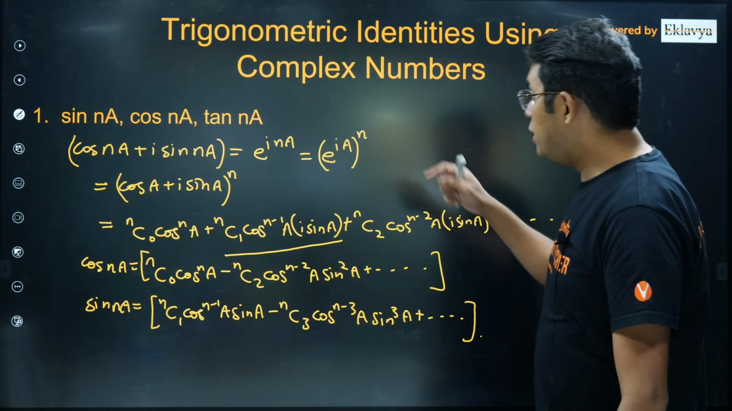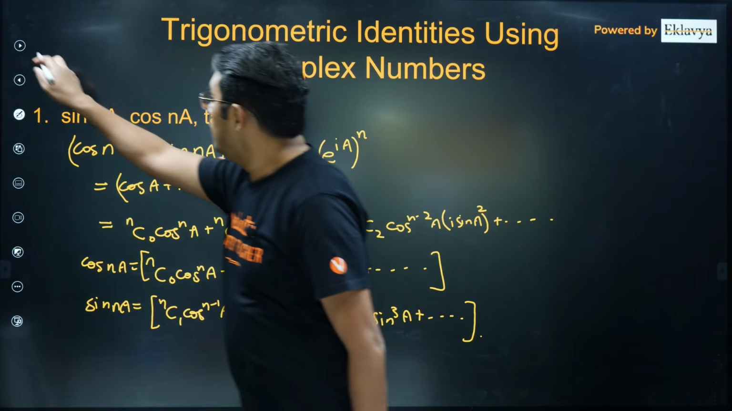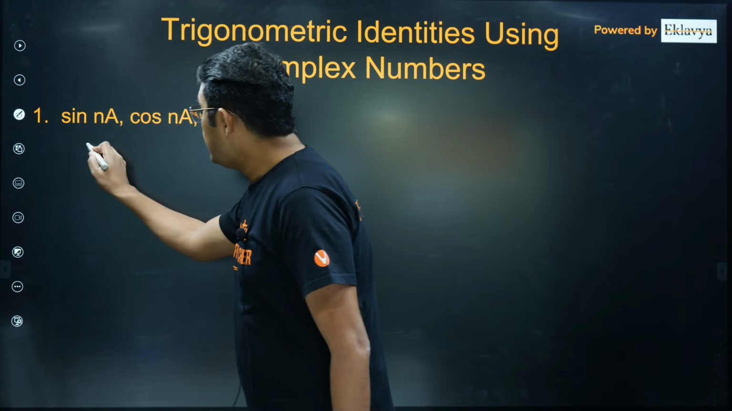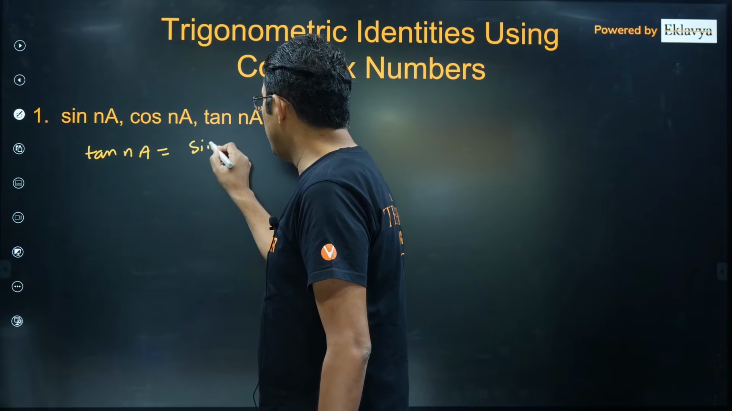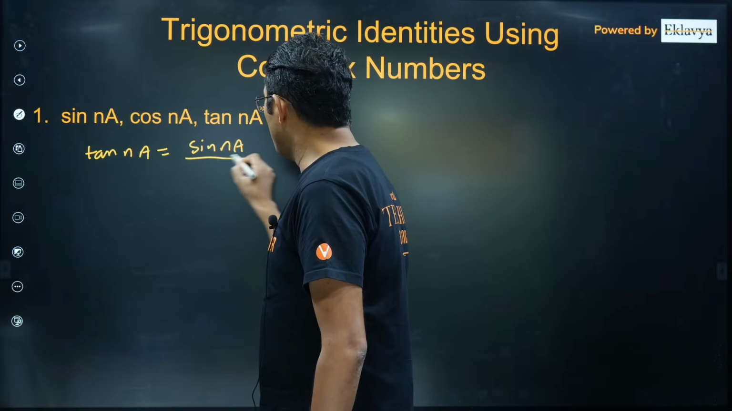Now if we are looking for tan nA, I think tan nA can always be written as sin nA upon cos nA.